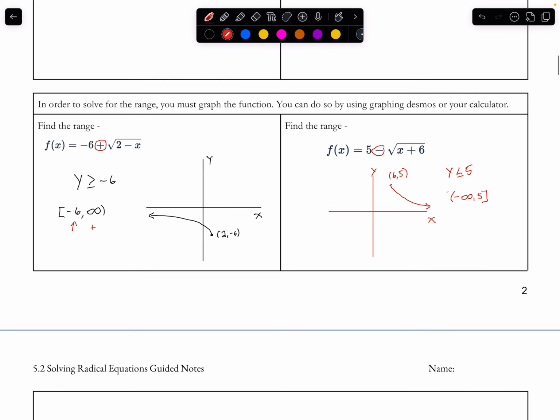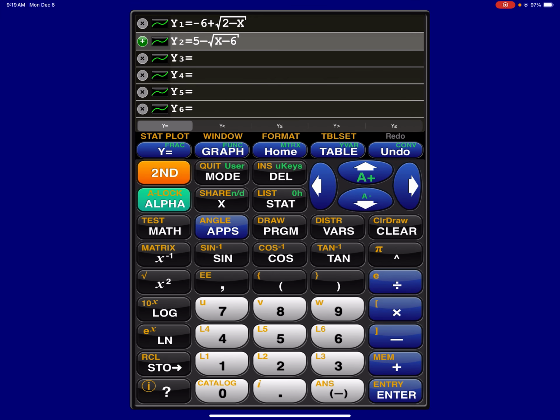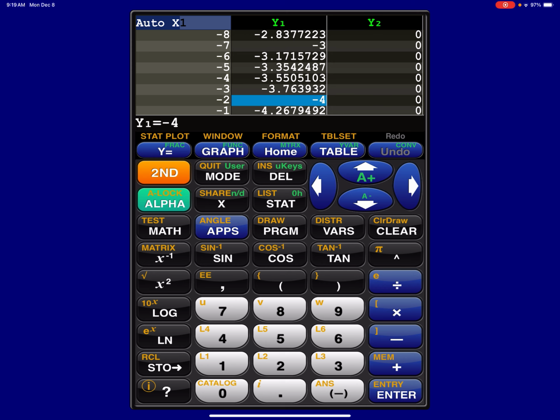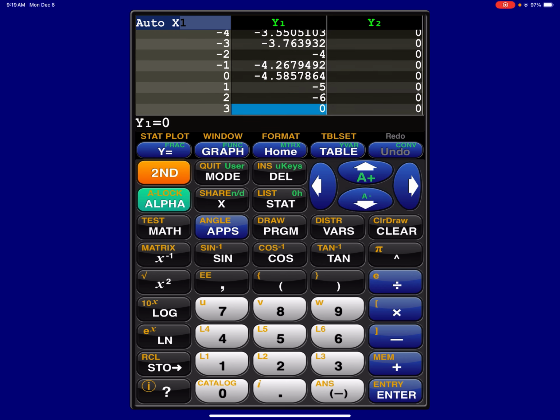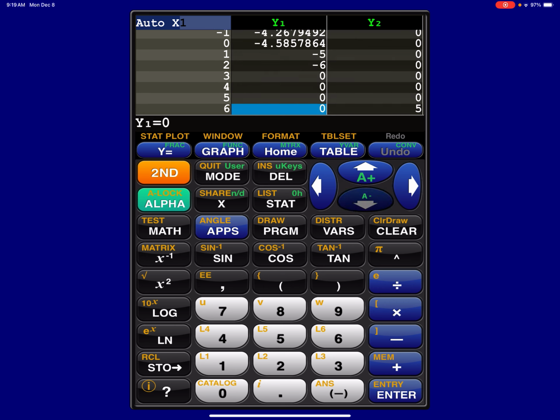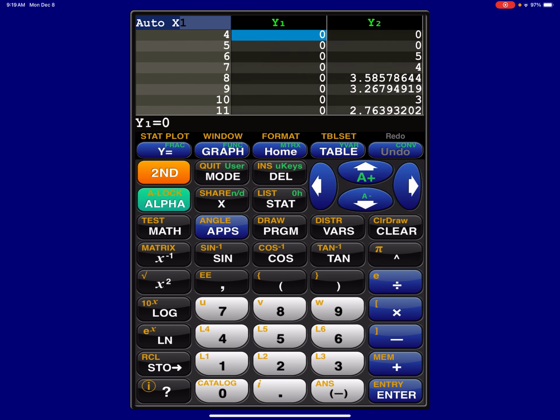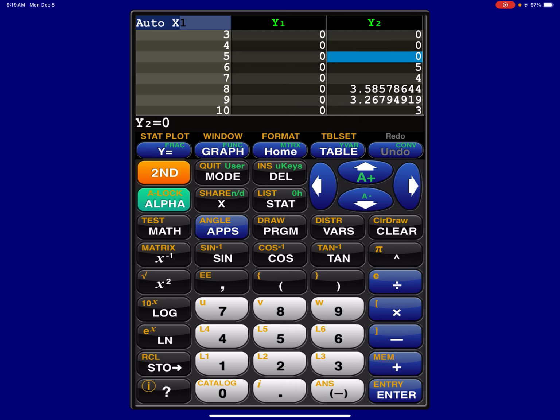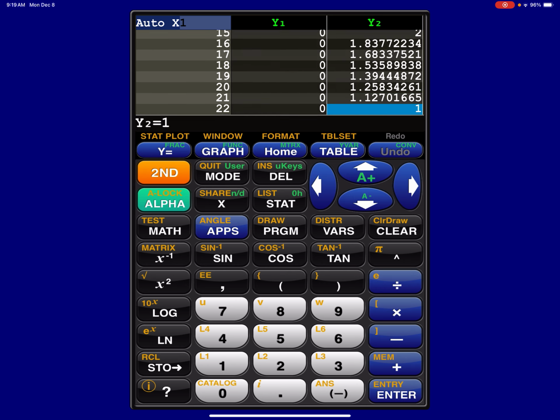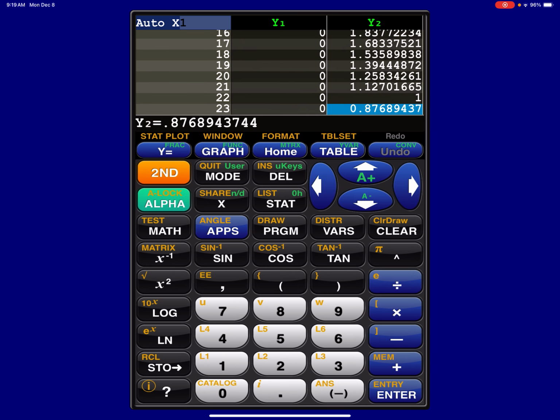Last but not least, you can always take a look at your table. Now my table looks a little bit different, but I'm going to turn both of these on. You can see there's our point 2 comma -6, right? And then your calculator will say error, because it doesn't exist. Okay, for some reason my calculator has 0. And you can see in this point, here's our point 6 comma 5. So 5 is the y value, and it just goes down forever and ever and ever. All right? Hope this helps.